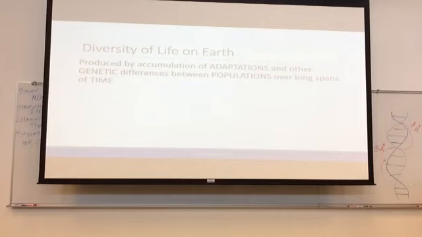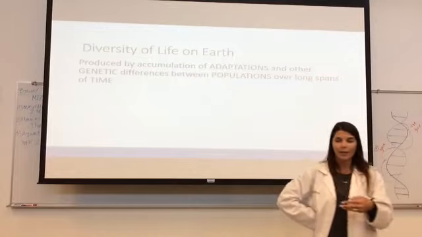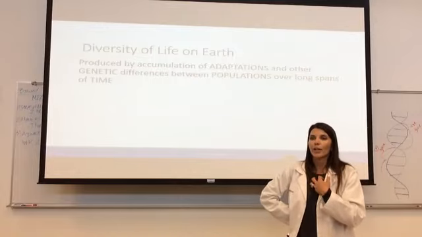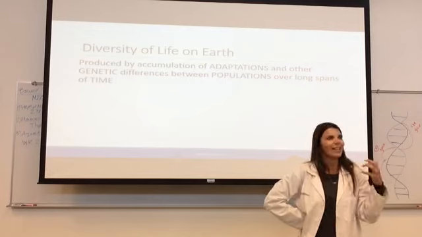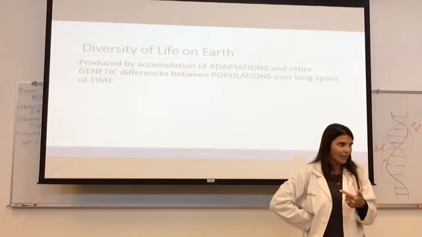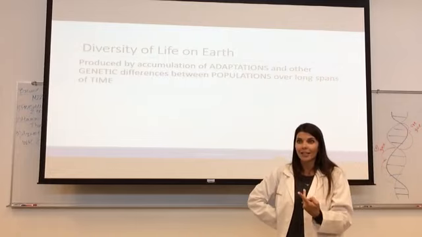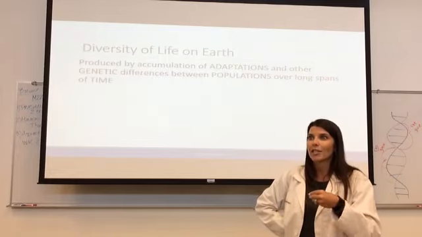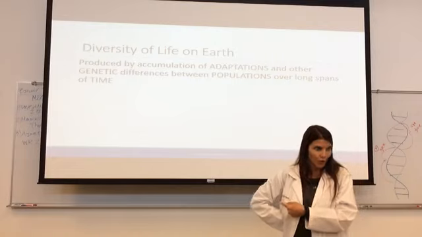Diversity of life on Earth is produced by accumulation of adaptations and other genetic differences between populations over long spans of time. This is evolution. Here's what I need you to understand. When I explain it to you, everybody's like, I get it. This makes sense. But the way I say it isn't the way it's on the test. You still have to be able to read it and pick out the aspects that tell you this is evolution.